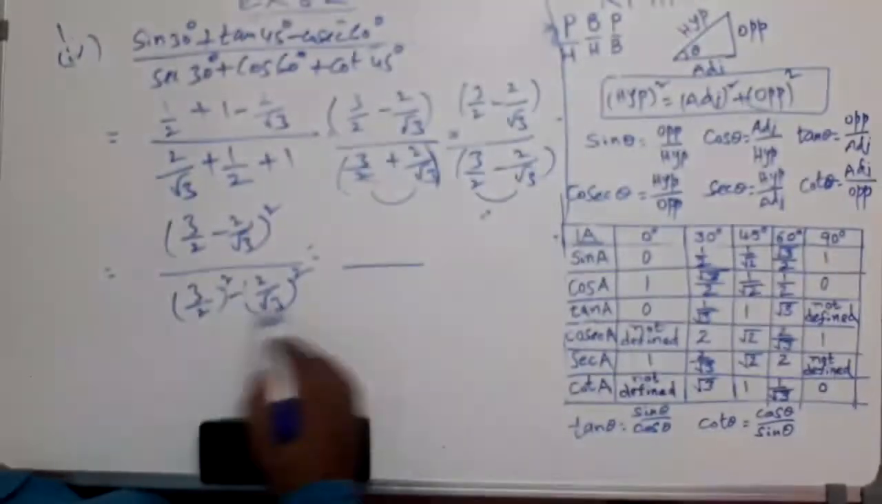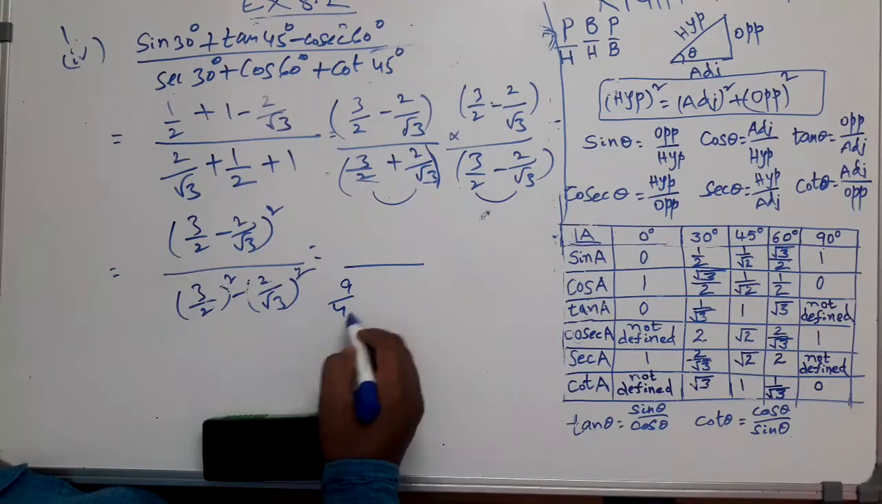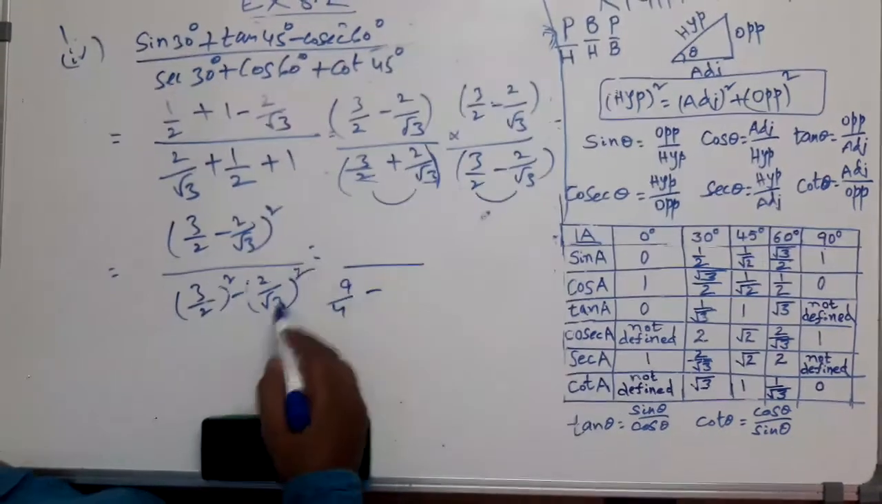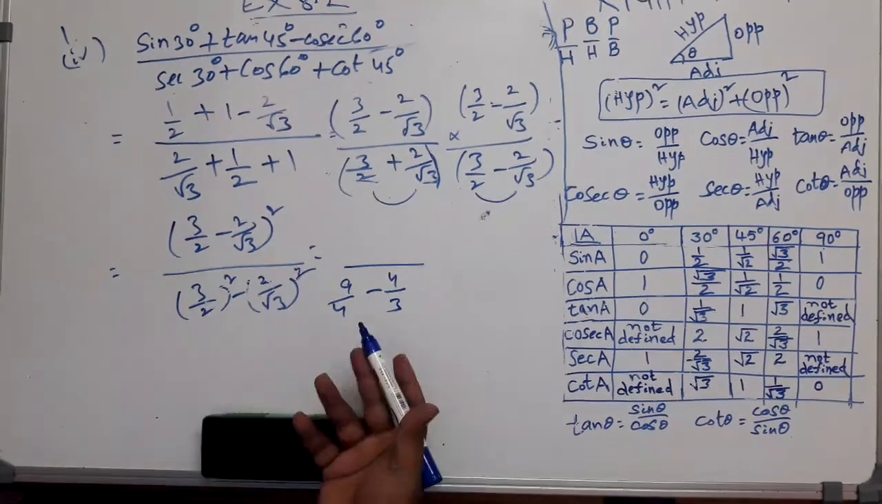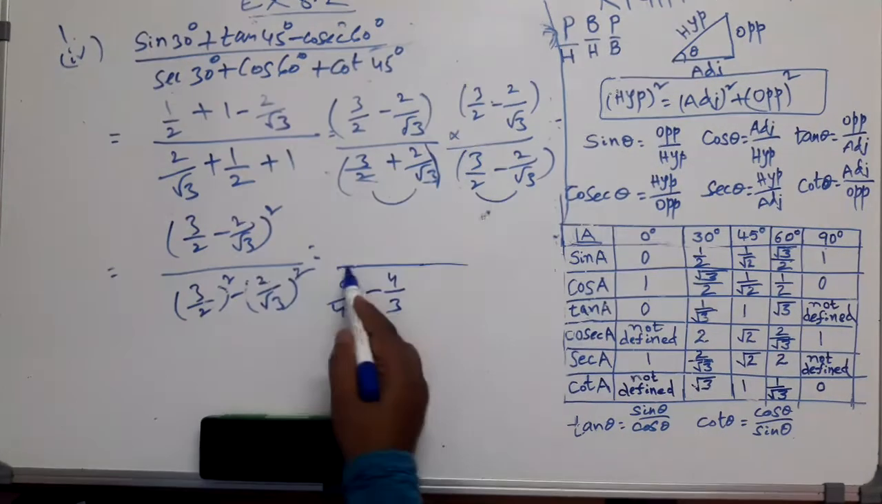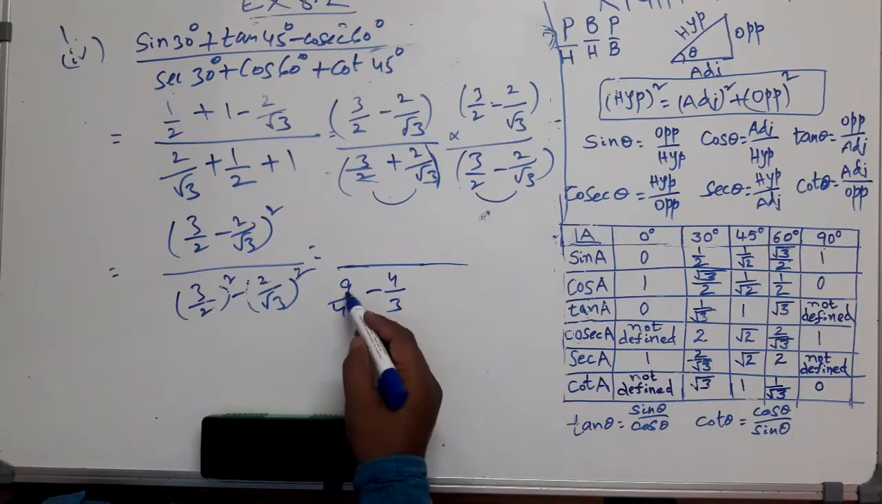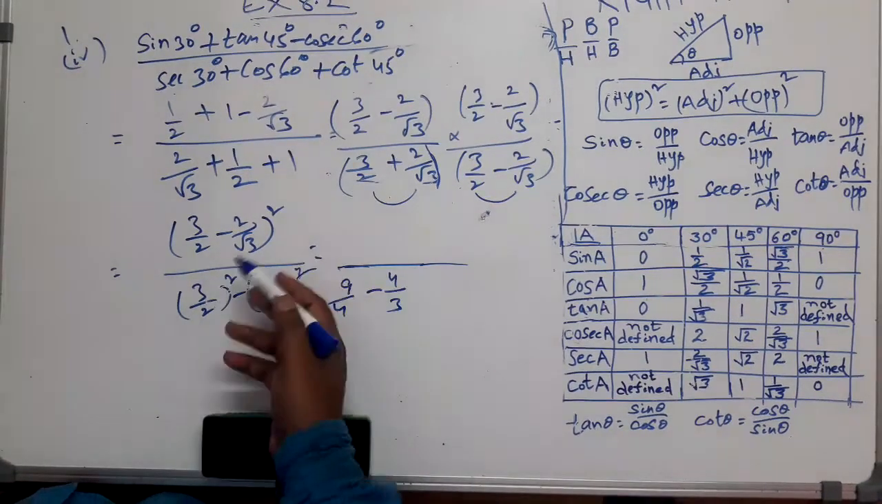Yes, how about the denominator now? Tell me. This is (3 by 2) whole square, which is 9 by 4, minus 2 square by (root 3) whole square. 2 square is 4, (root 3) whole square is 3. Now the denominator became a rational number. The irrational part is eliminated. Yes. Of course, let us simplify further.